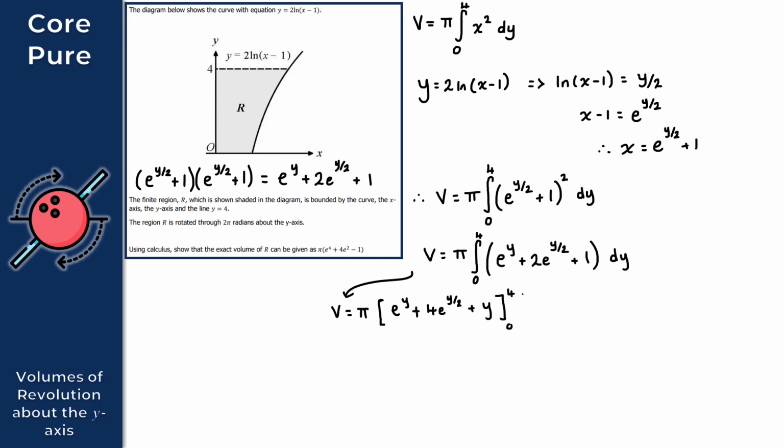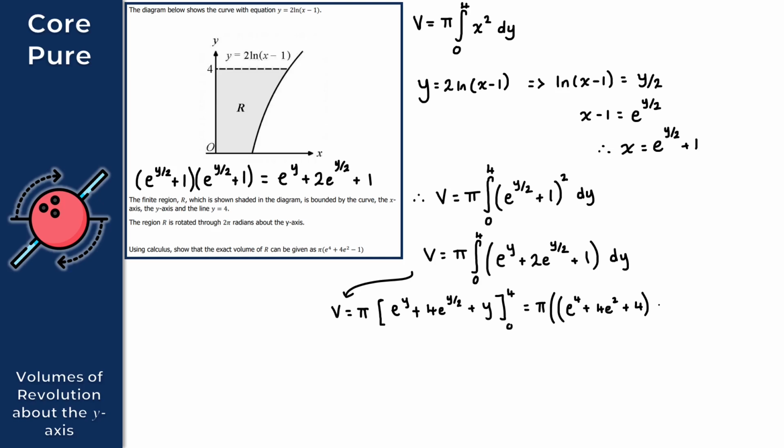And all we need to do now is substitute our limits in here. Obviously, don't forget we start with the upper limit and we subtract the lower limit here. So what do we get then? Well, I get pi times by. So starting with the upper limit then, well, I get e^4. We then have 4e to the power of 4 over 2. So 4 over 2 is 2, so I get plus 4e^2. And then we have plus y here, so that would be plus 4 there, like so.